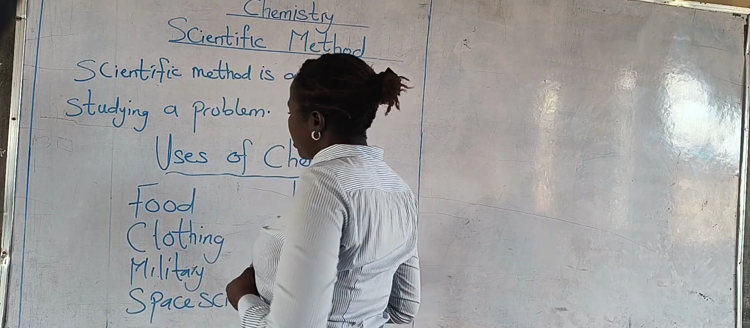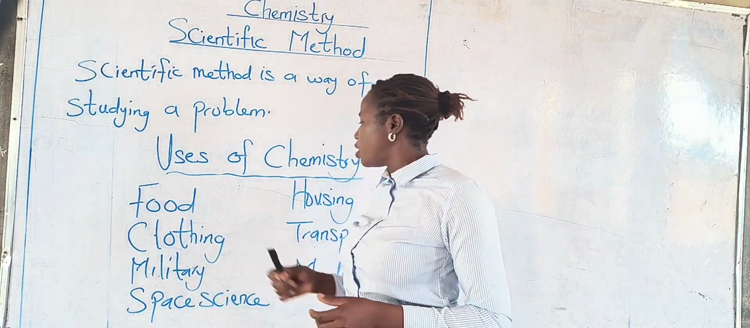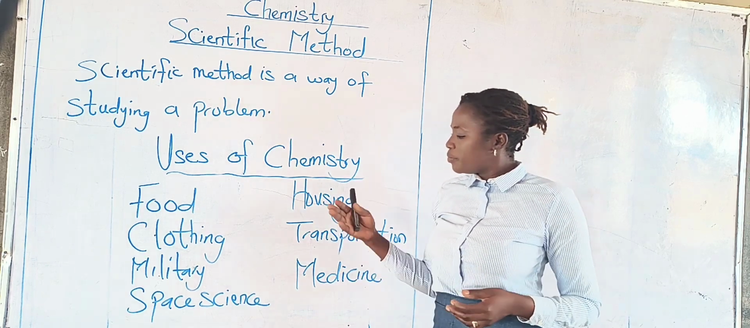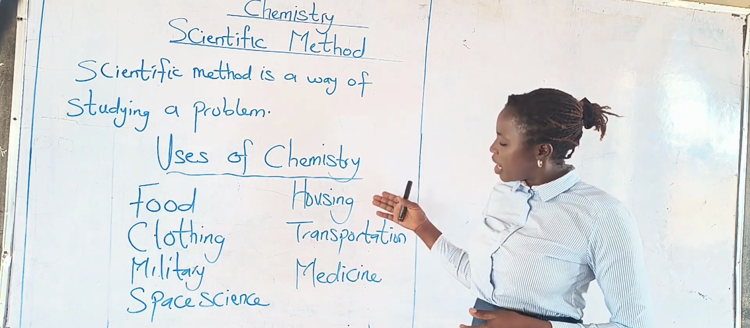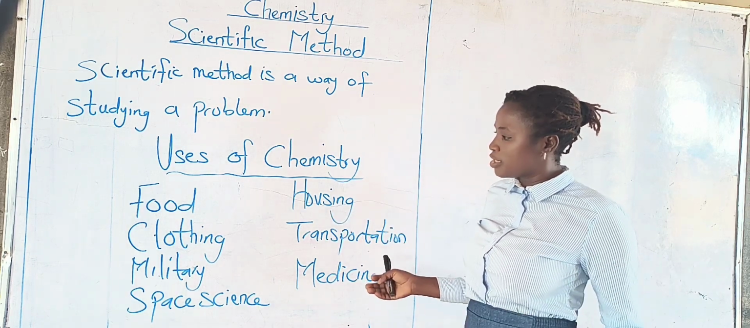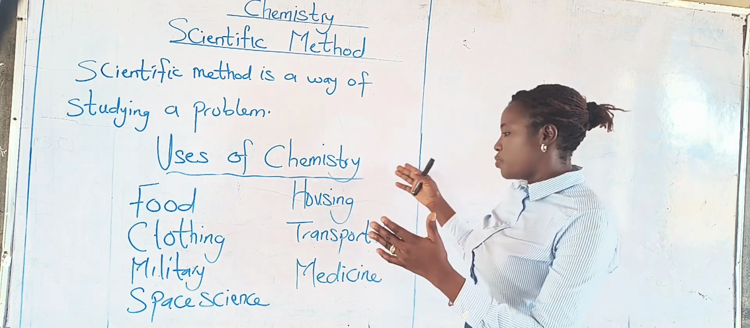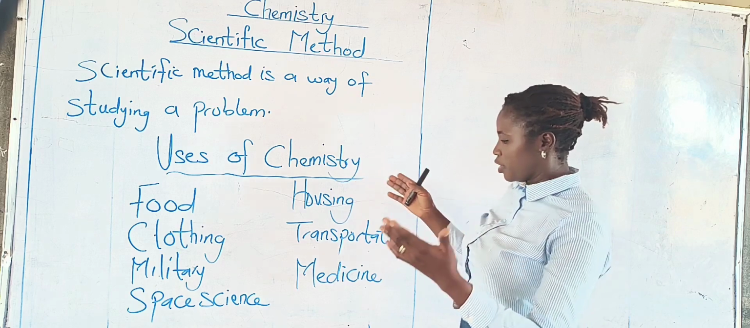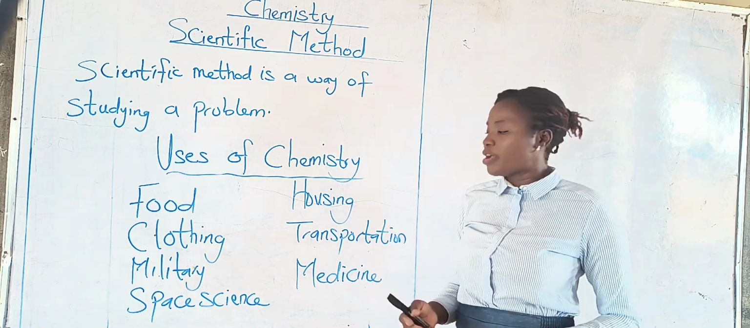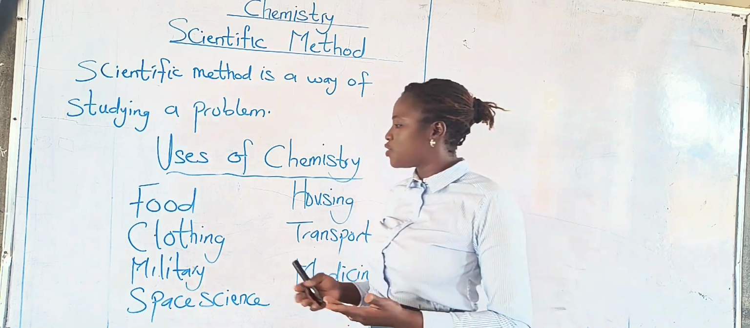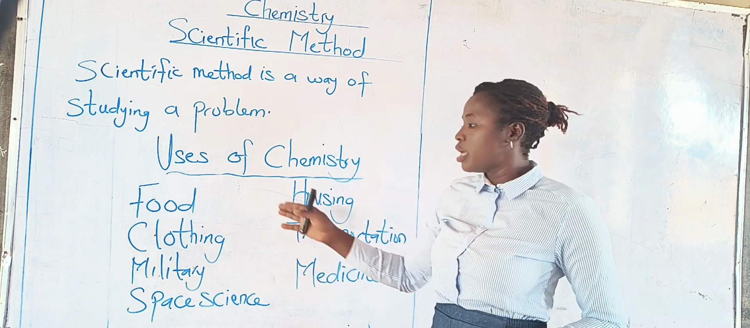So these are the uses of chemistry. The first one we have here is food, then clothing, military, space science, housing, transportation, and medicine. So if they ask you to itemize the uses of chemistry, maybe they ask you to mention 5, you have 7 on the board, so you can give them 5 out of all the 7. But in case they ask you to explain a little, let me give a little explanation on this.